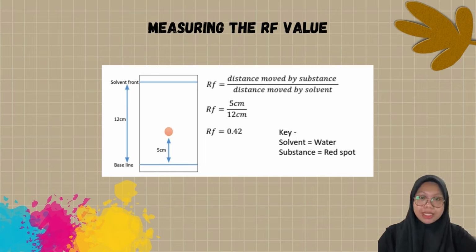In this example, the solvent traveled 12 cm from the baseline. The red substance spot moved 5 cm. So, RF equals 5 divided by 12, and you get 0.42. This value can be compared to a reference standard to identify the substance. Keep in mind, the solvent used here is water and the substance is shown as a red spot.